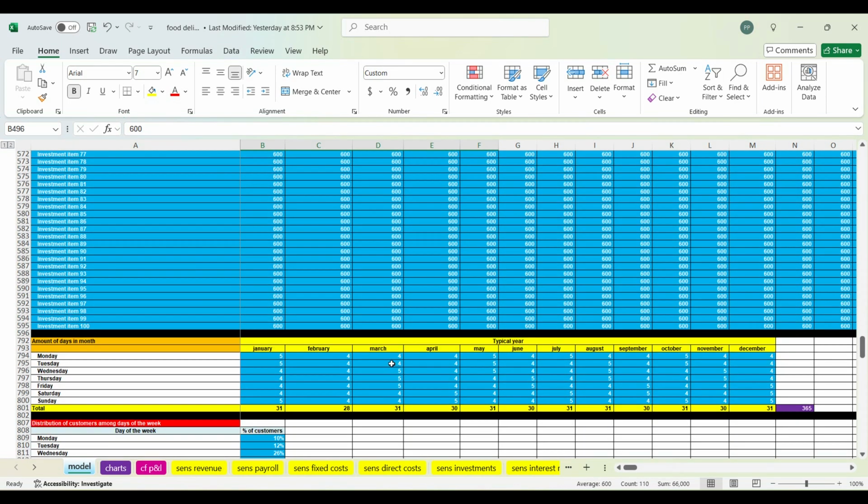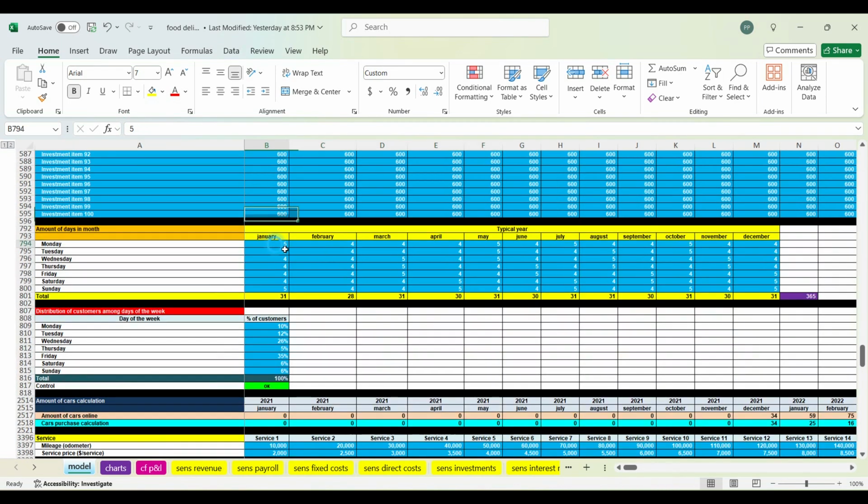Then we need to calculate the amount of weekdays inside every month of a typical year. Totals must be 365. This will also affect the amount of delivery cars that we will be buying.